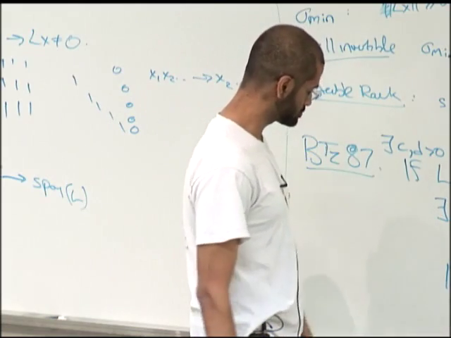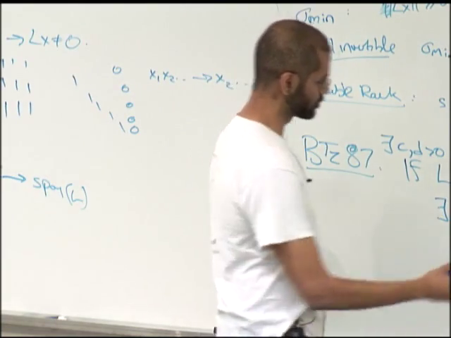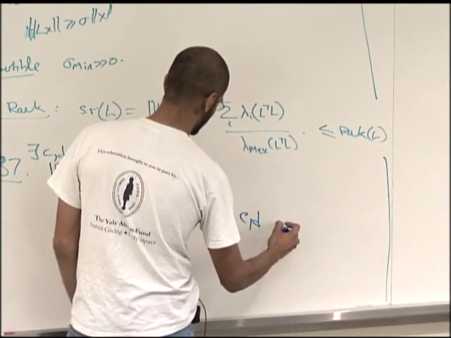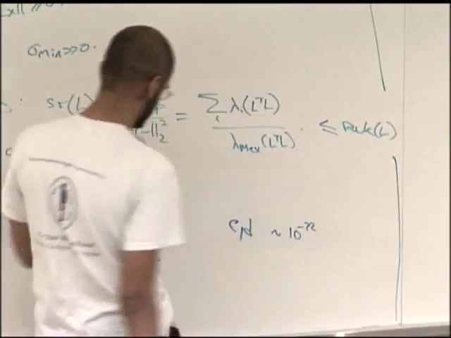Okay, so originally these constants were really tiny. I think they were like 10 to the minus 72 or something like that.